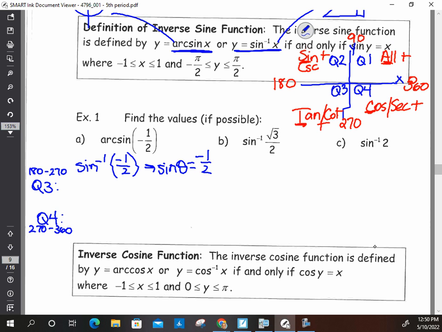So now we know where they need to be. Now it's just finding them. We get one of these for free from our calculator. So our calculator will give us one of them. So we go to our calculator.